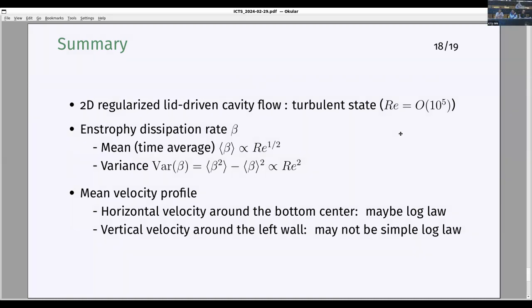I'm just curious with regards to the scaling. You have R to the half for beta and R squared for the variance. Normally the 2D Navier-Stokes equations have these additional invariants, the Casimirs, higher order moments of the vorticity. I'm just wondering if you tried to extend your analysis to the fourth order moment, whether it might shed some information about the R squared scaling.